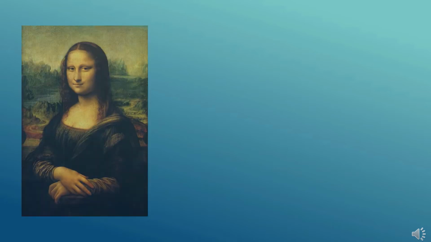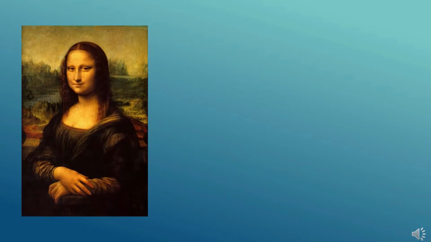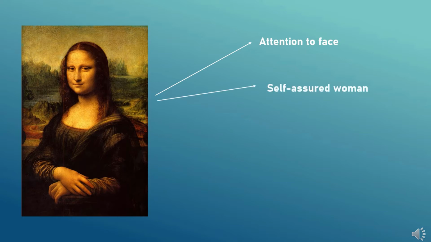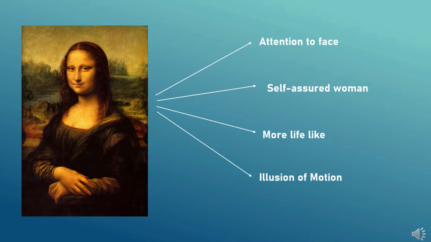Leonardo was very clear how he wanted Mona Lisa to be. He wanted to pull the entire attention of the viewer to her face. Once she had our attention, he wanted us to see her as a self-assured woman, which was more lifelike. Then she would start teasing us with her smile and eyes, and create an illusion of motion. In this lecture, let us look at how Mona Lisa grabs our attention.